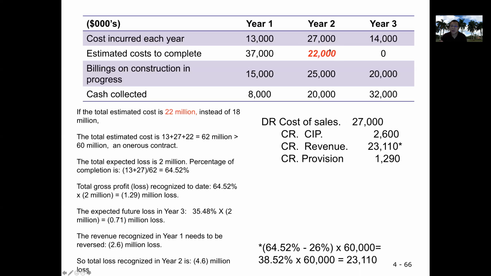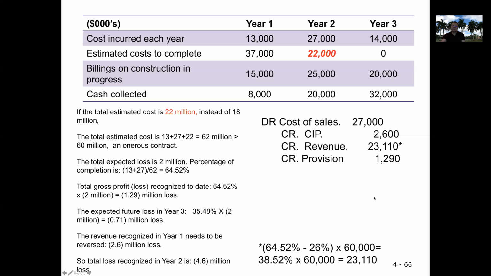In year 2, the percentage of completion is here to the left of the screen in the middle, 64.5%. That's the percentage of completion at the end of year 2. And the percentage of completion for year 1 is 26%. So if I take the difference, 64.52% minus the percentage completion at the end of the first year, this gives me the percentage completion for year 2, and then times 60,000. I should get 23,110. Okay, that's my revenue.